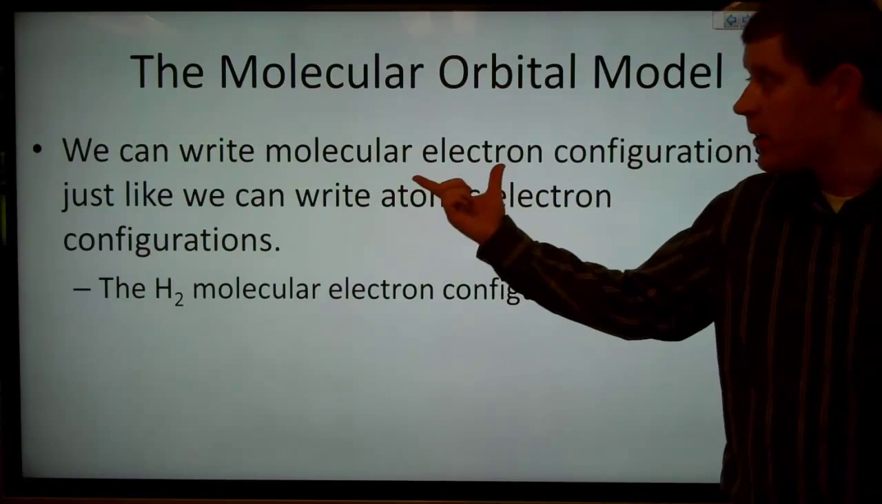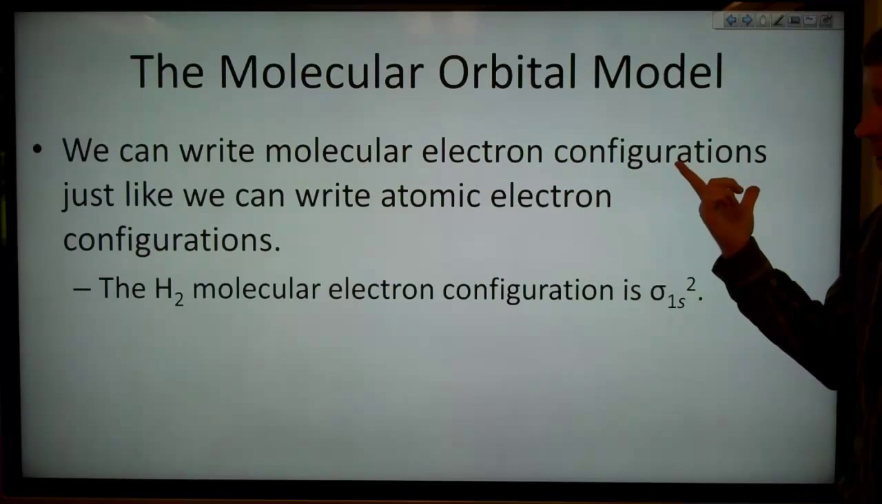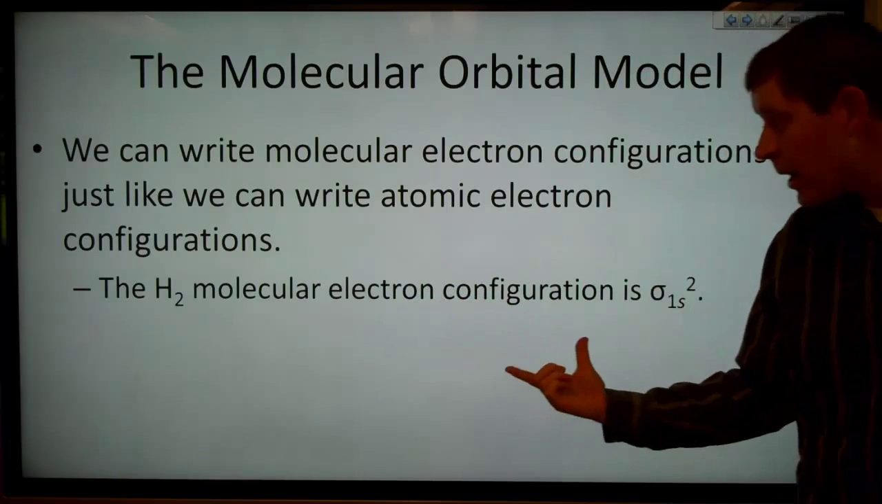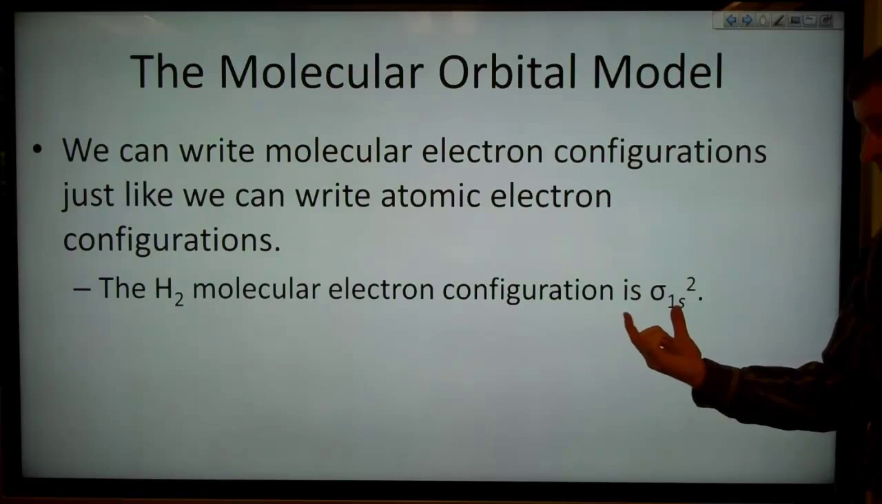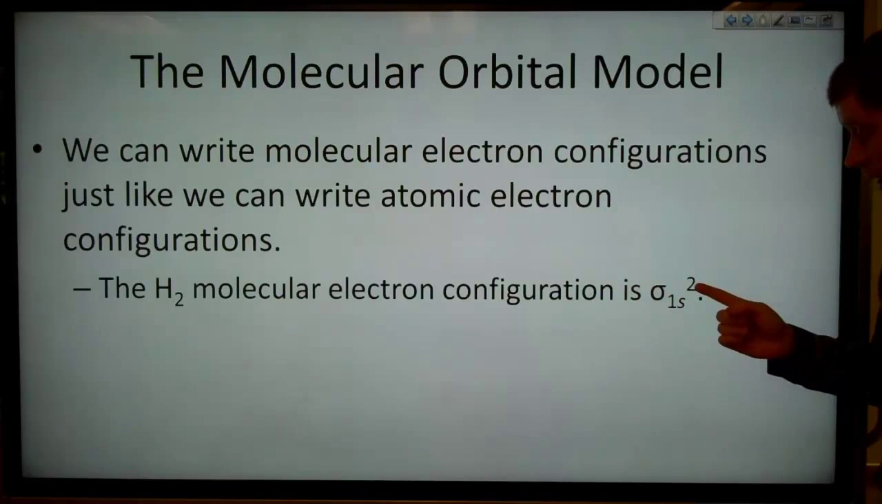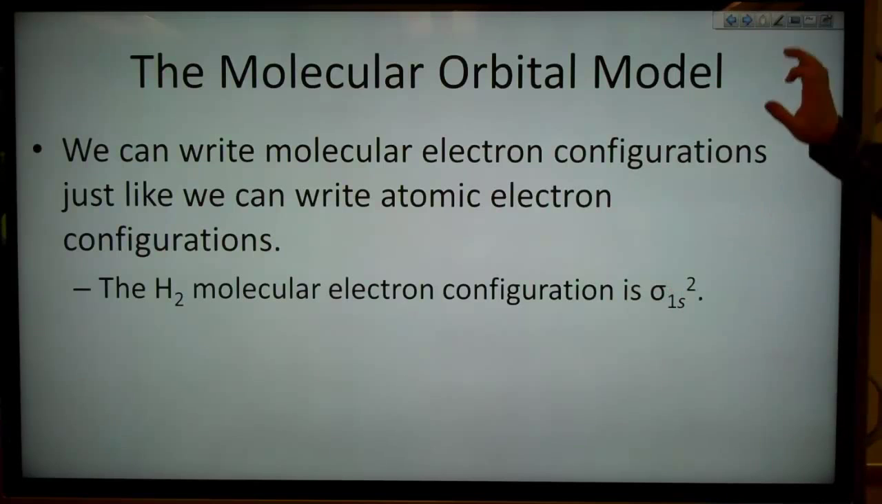So we can now write molecular electron configurations, just like we could write the atomic electron configurations. So the hydrogen molecular electron configuration is sigma 1s2, indicating that we have two electrons in the sigma 1s bonding orbital.